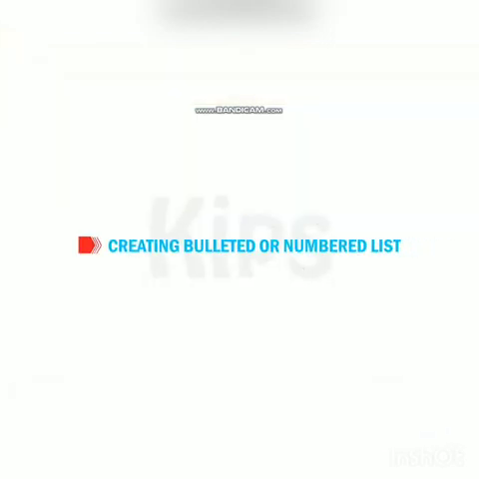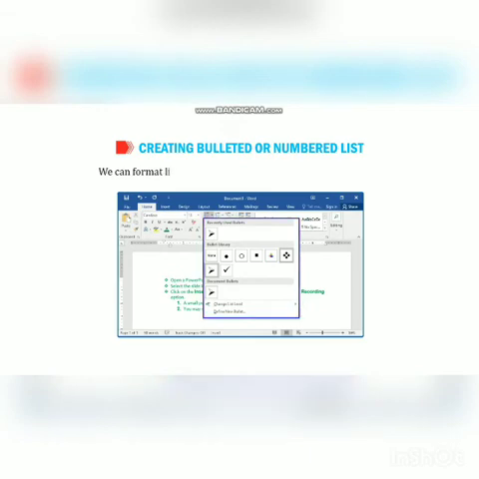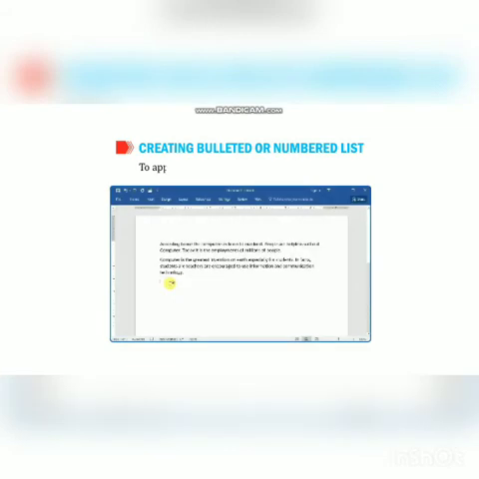Alright students, now let us learn how to create bulleted and numbered lists. We can format a list in a document by using bullets and numbers. A bullet is a small graphic symbol that sets off an item in a list. To apply bullets to the text, follow these steps.